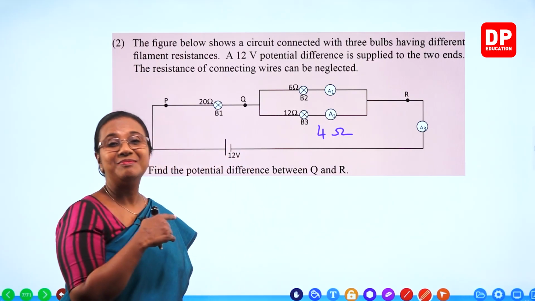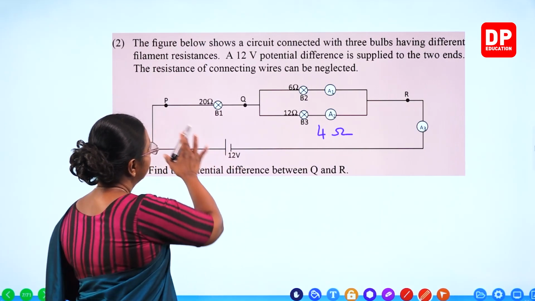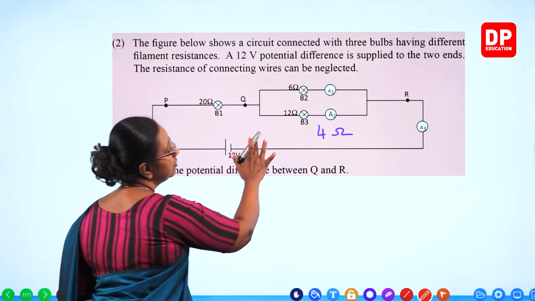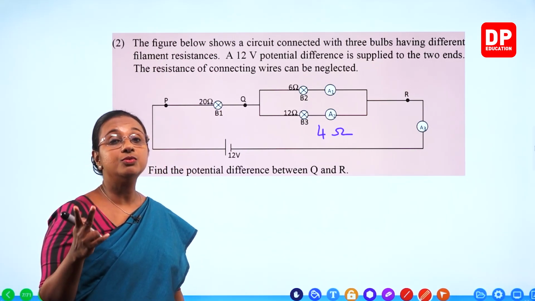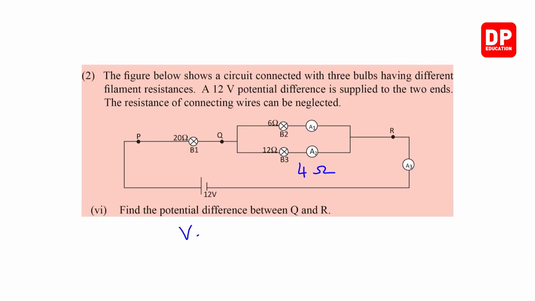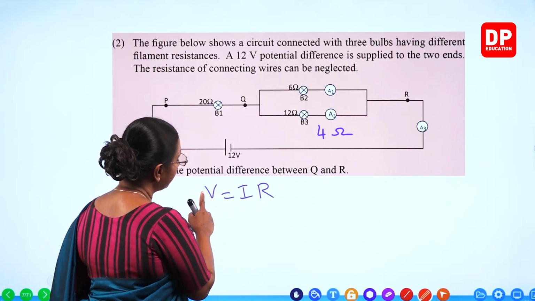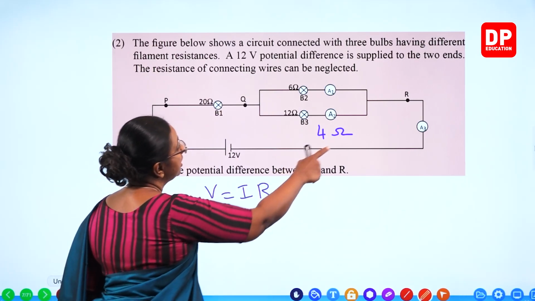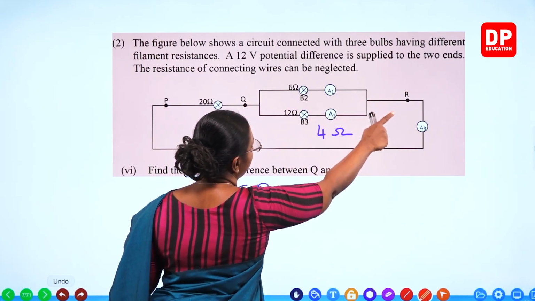So earlier in the previous slide, I showed you all the calculation. 10 ohms goes to this, 2 ohms goes to this. So you can calculate it in 2 ways. The first method, we use the same equation, V equals IR for Ohm's law. We need to find the potential difference between these 2 points.